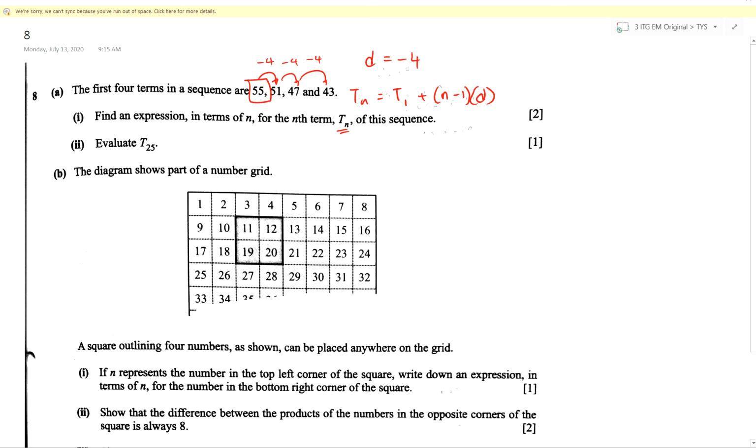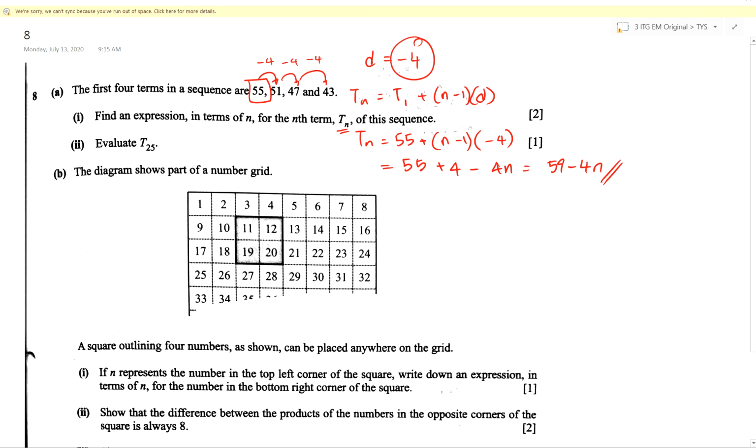So our first term is 55. So Tn is 55 plus n minus 1. The difference is -4. So simplifying this, 55 plus 4 minus 4n. We get 59 minus 4n. So that's for part 1.